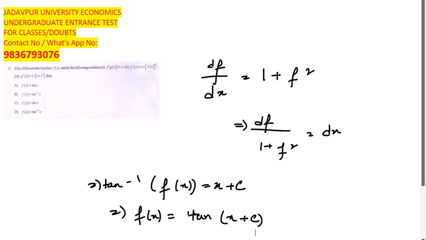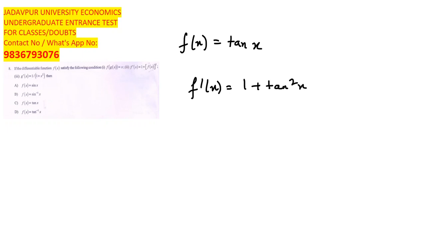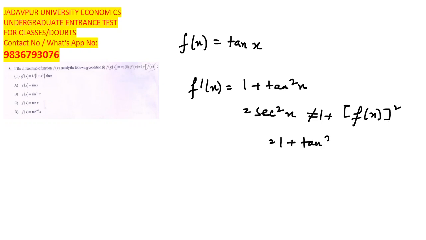First tan x, let's see. So here f of x is equal to tan x. So then f prime x is equal to 1 plus tan square x. So that is sec square x, which is equal to 1 plus f of x square. Okay, that is 1 plus tan square x. So then this works.